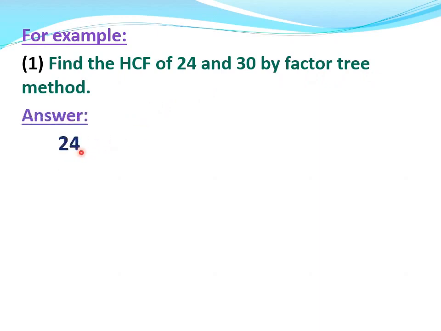Answer: right here 24. Now factorize 24 by factor tree method. Make lines like this. 24 is divisible by 2. Write 2 here and 12 here. 2 multiply 12 equals 24. Now factorize 12. 12 is divisible by 2. 2 multiply 6 equals 12. Write 2 here and 6 here. Now factorize 6. 6 is divisible by 2. 2 multiply 3 equals 6. Write 2 here and 3 here. Now this 3 is a prime number, so we will not factorize further.